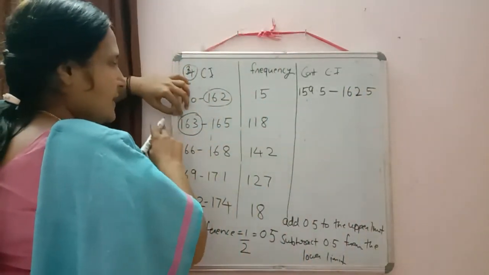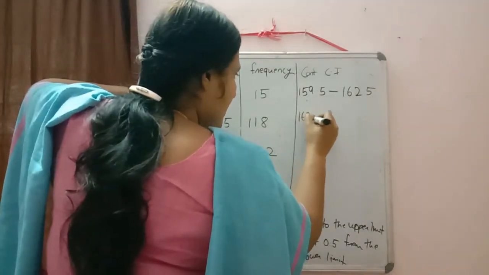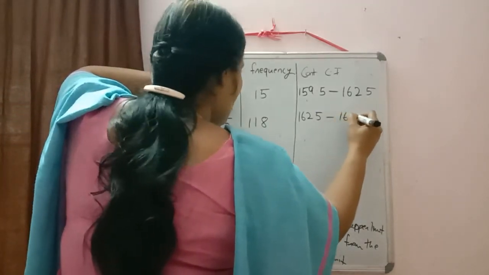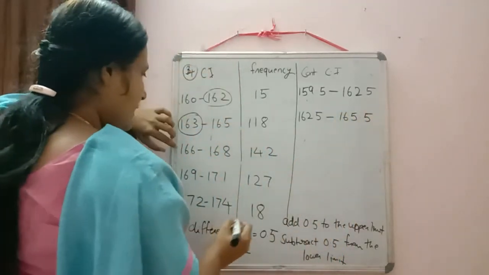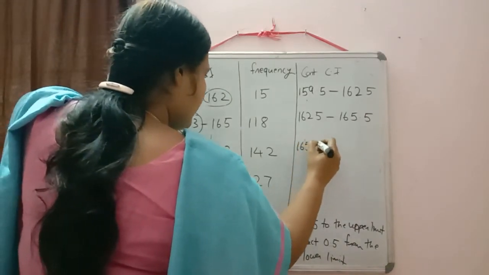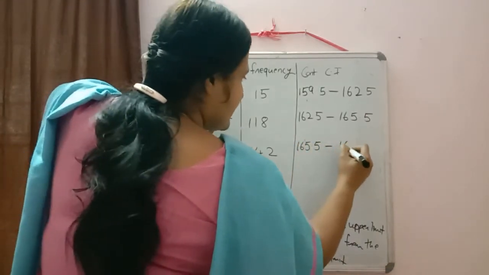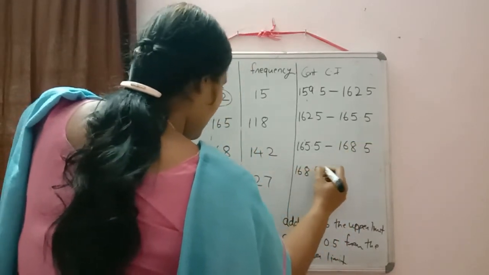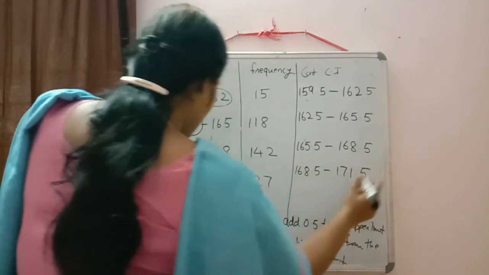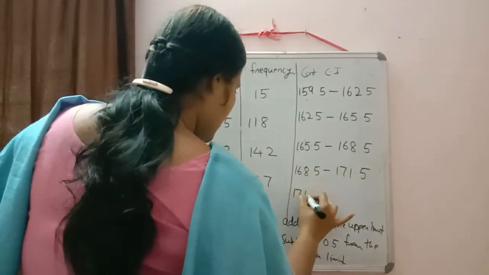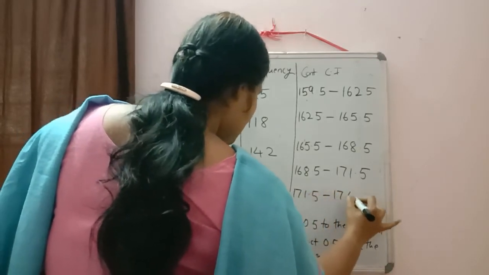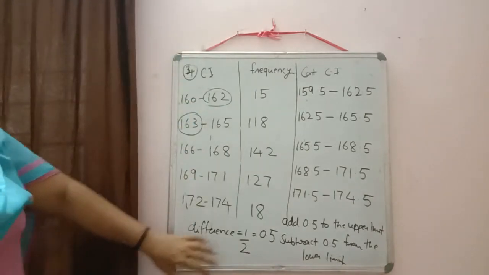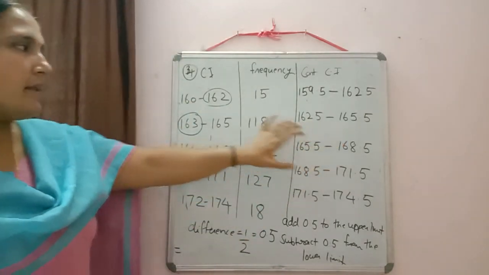Then next, 163 minus 0.5. So that will come 162.5. Now here you add, so it will be equal to 165.5. In the same way here it will come 165.5 to 168.5. Next is 168.5 to 171.5. And then 171.5 to 174.5. Now when you calculate the mode, you have to take this class interval, not this one.